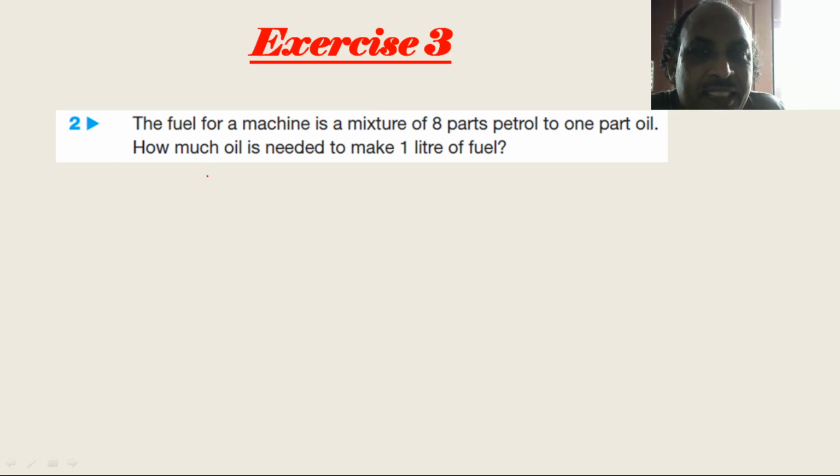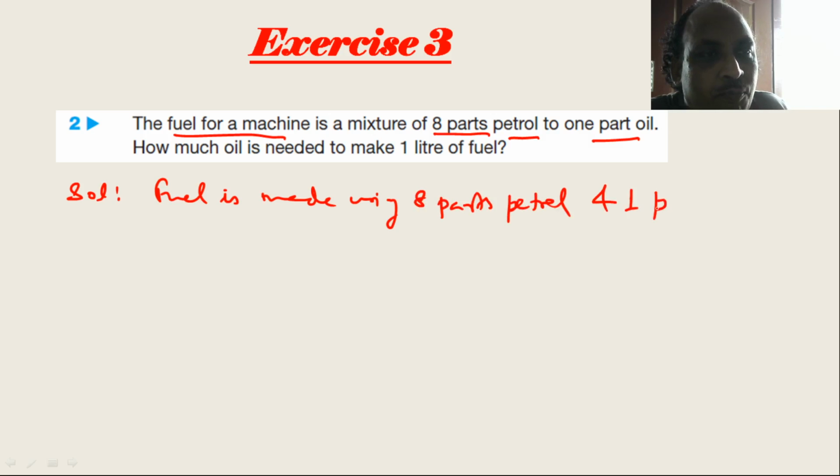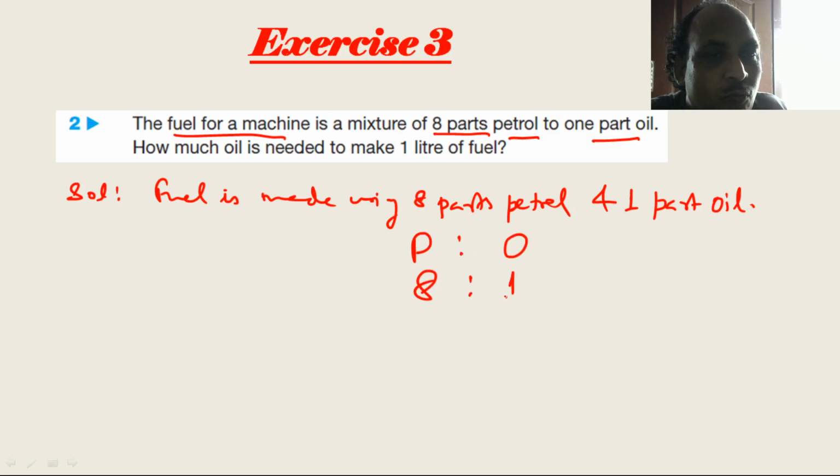The fuel for a machine is a mixture of 8 parts petrol to 1 part oil. So you can say that the fuel is made using 8 parts petrol and 1 part oil. It means petrol is to oil is 8:1. This is the combination for making fuel. Now, how much oil is needed to make 1 liter of fuel?